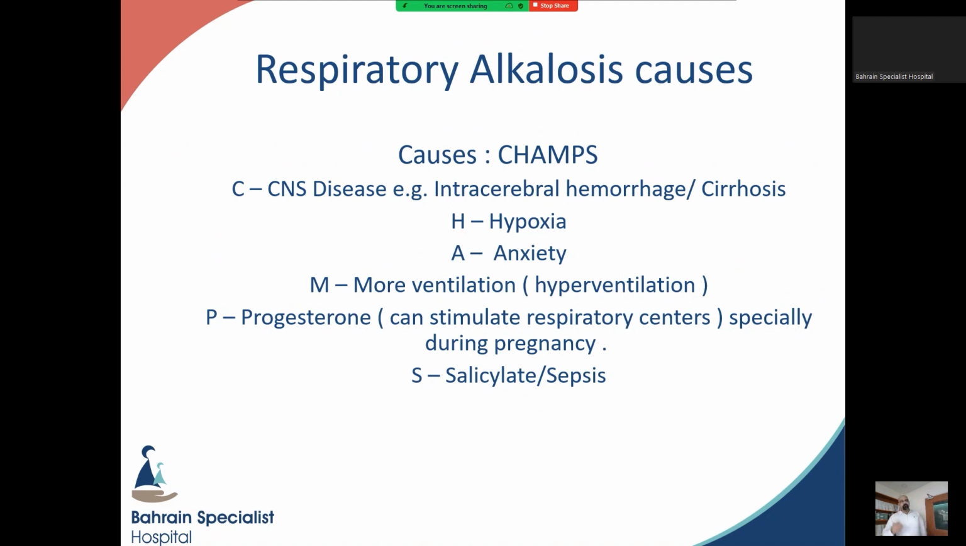What are the causes? There is a mnemonic called CHAMPS. The C is for CNS disease, intracerebral hemorrhage, cirrhosis. The H is for hypoxia, A for anxiety, and this is one of the most common things, as anxiety can cause hyperventilation. M is for more ventilation, or hyperventilation also. Progesterone for the P can stimulate respiratory centers, especially during pregnancy. So they will sometimes suffer from a chronic respiratory alkalosis. And S is for salicylate and sepsis.